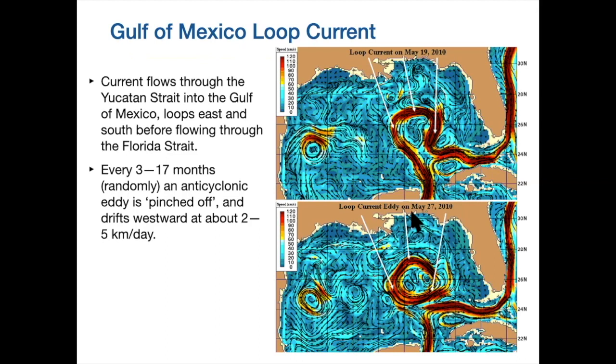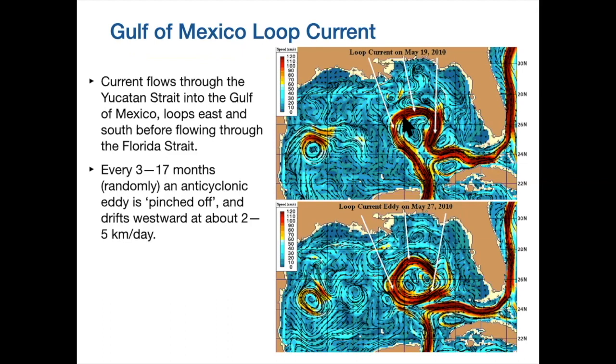Like we saw in the previous slide, we have a narrow, fast flowing current that comes through the Yucatan Strait. So here's Mexico, Cuba, Florida. So it comes through, it meanders. So it's set up quite a large meander here. And then it goes through the Straits of Florida and becomes the Gulf Stream.